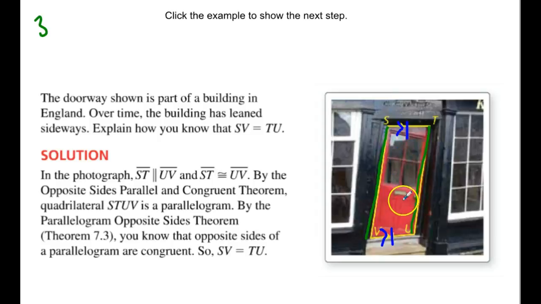So since I know those two things, by my opposite sides parallel and congruent theorem, I know that this is a parallelogram. And since I know that this is a parallelogram, by my parallelogram opposite sides theorem, I know my opposite sides are congruent. So I can say that SV is congruent, is equal, to TU. So first I have to show and prove that this is a parallelogram, and then I can use that information and my parallelogram opposite sides theorem to show that my sides are in fact the same length.